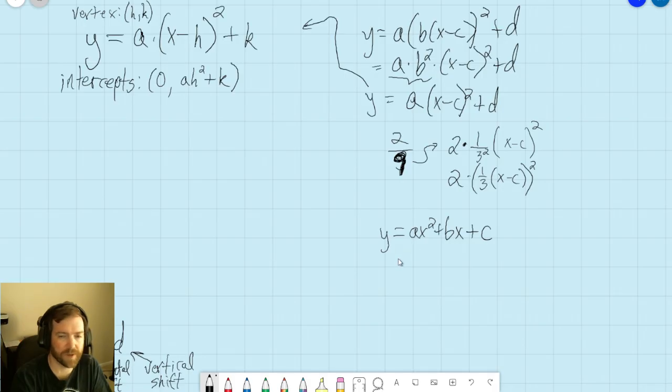Whereas in this form, it becomes much nicer because your intercept is just going to be 0 comma c.